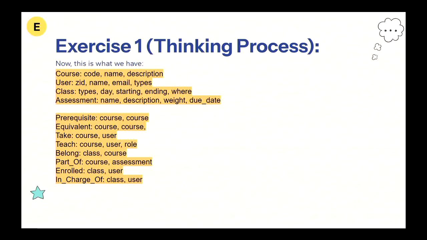So after putting role into teach, this is now what we have. So it looks quite tedious. Can we trim or optimize some relationships? Can we do some optimization here for our design?